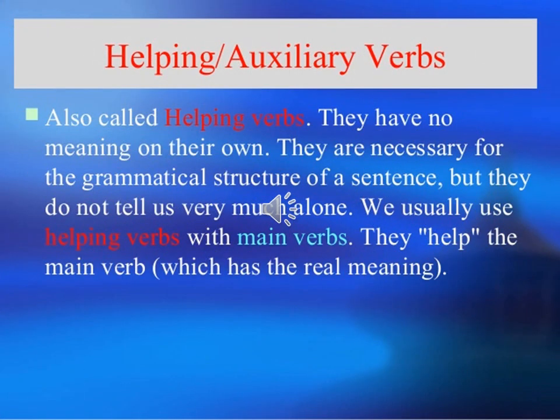Now let us know what are auxiliary verbs. Auxiliary verbs are also called helping verbs. They have no meaning on their own, but they are necessary for the correct grammatical structure of a sentence. They are used with a main verb following them, and they cannot act independently in a sentence. They help in forming tenses, moods, and voices of other verbs.